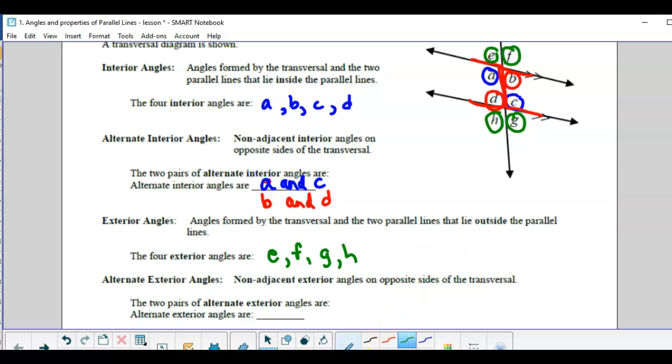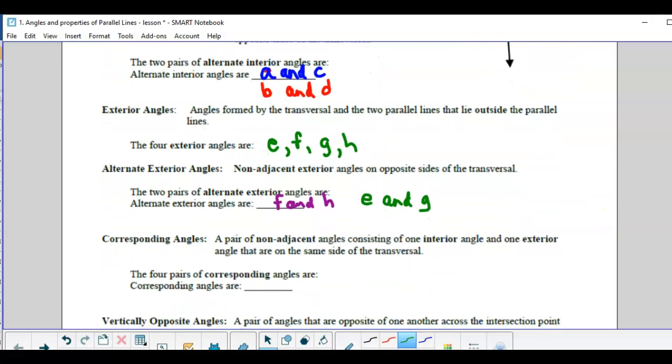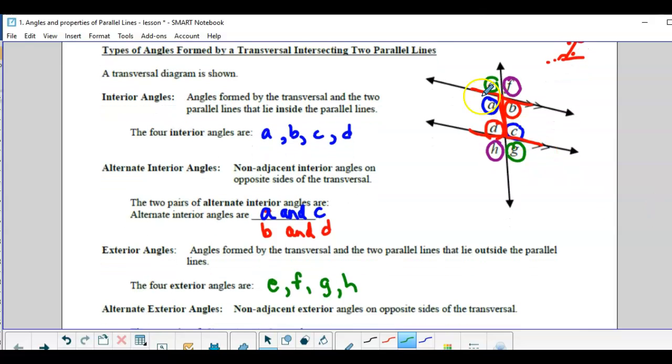So maybe I'll just change the color of these ones here, and I'll use, how about a purple? Okay, so what are they? That would be F and H, and then I'll use green for E and G. All right, and again, those are going to be equal. We'll talk about that in a sec.